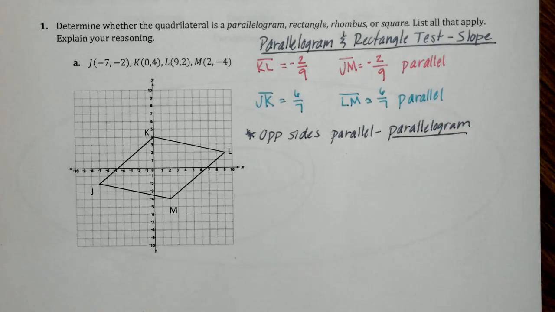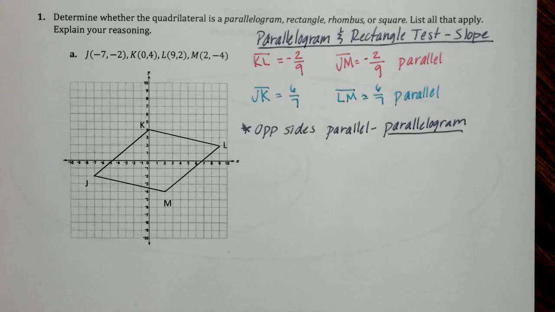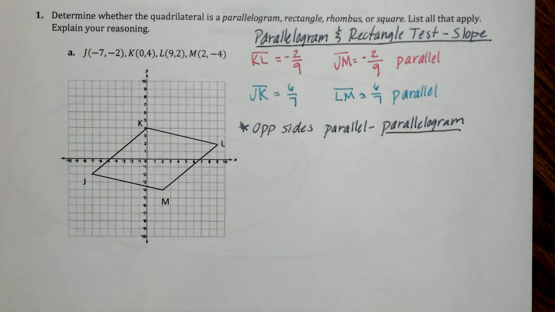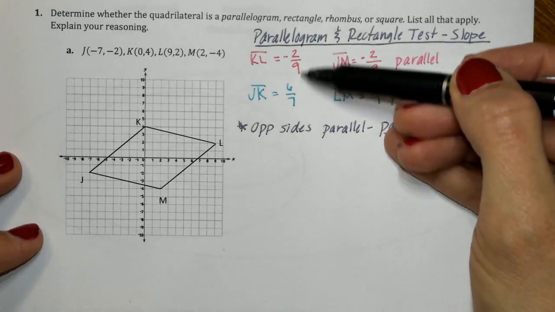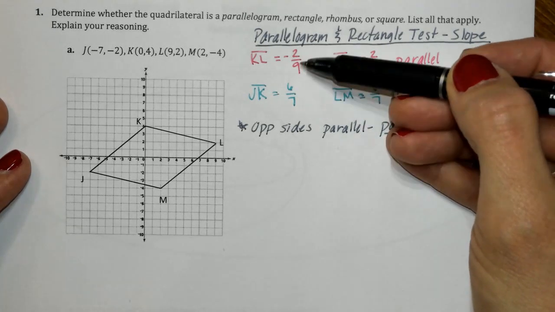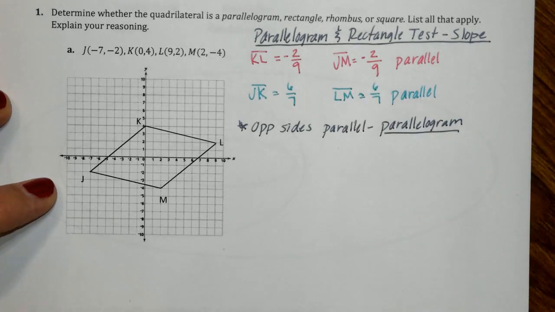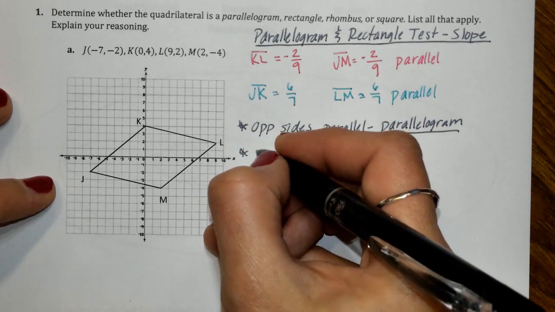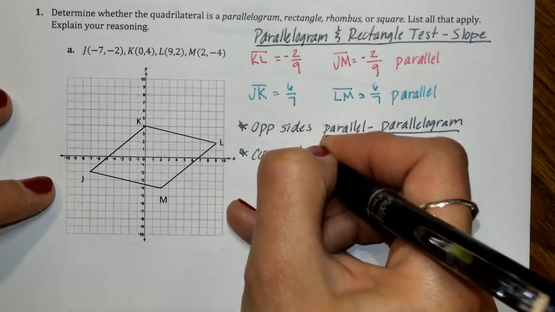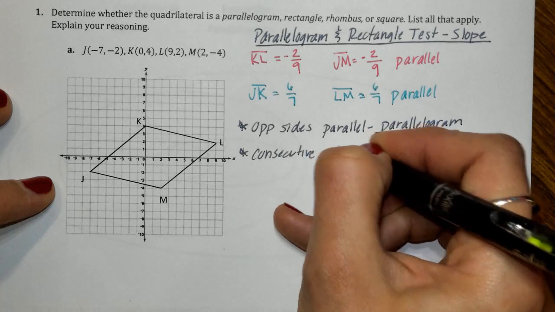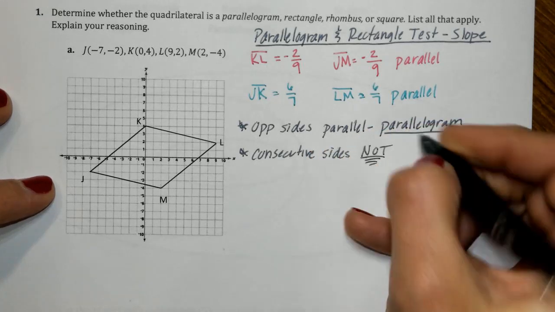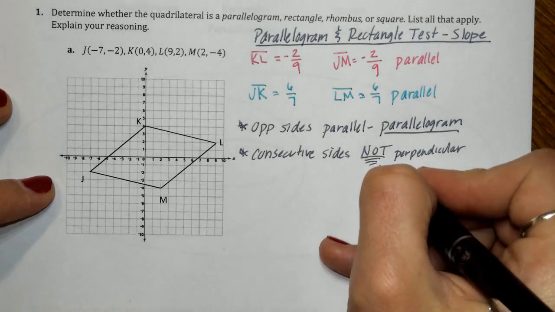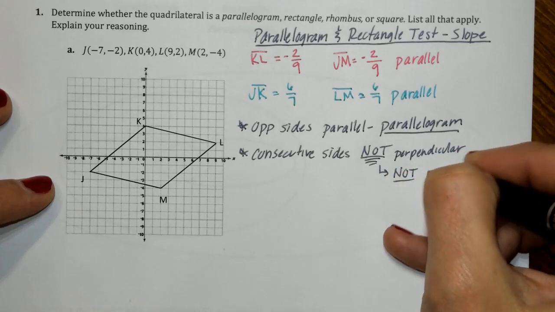Now, when we look at how to test for the rectangle, we need to look at, are the consecutive sides, one after another, perpendicular, giving us the 90-degree angle? So we need to look at these two slopes and say, do we have opposite reciprocal? There's nothing in common with these two slopes. So we do not have perpendicular sides. We do not have a 90-degree angle. So here we can write in consecutive sides not perpendicular. Therefore, it is not a rectangle.